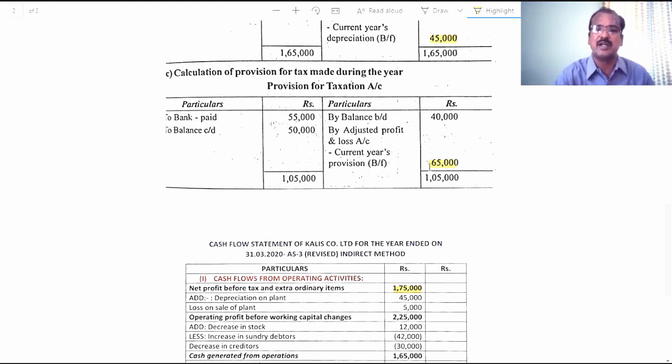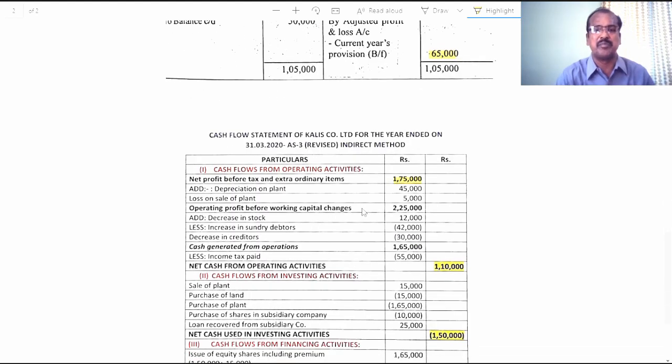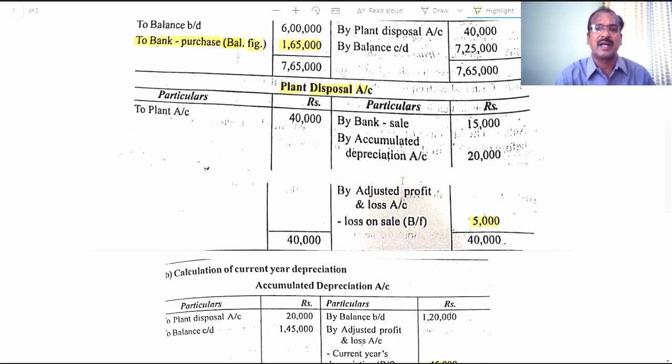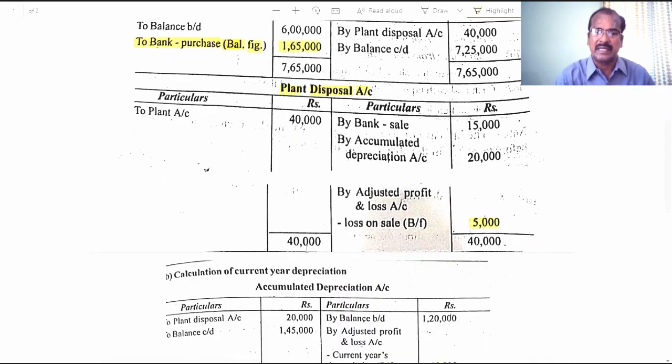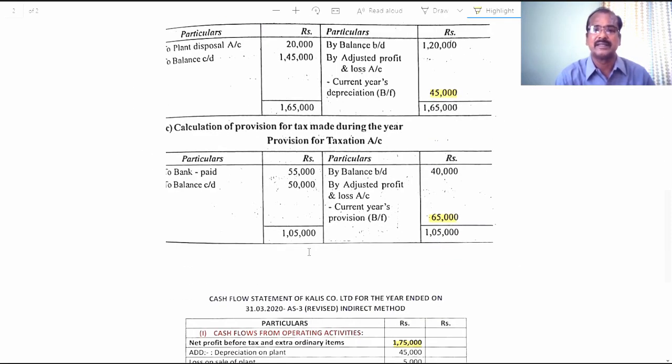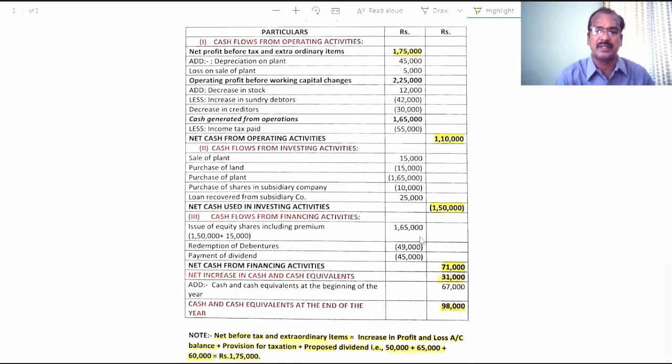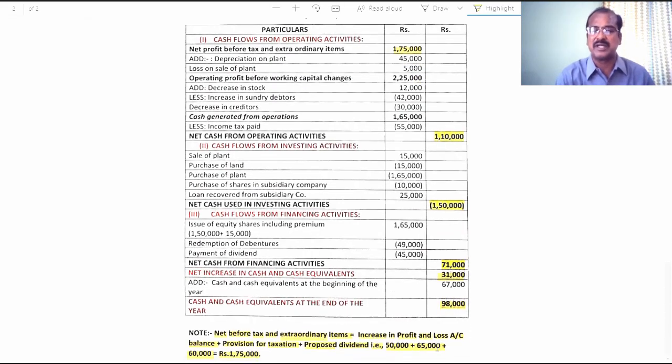Now let's straightaway move to the cash flow statement. What is this net profit before tax and extraordinary item, which is the first item written under cash flow from operating activities? It comes to 1,75,000. How could it have been calculated? Now please have a look at what I say. The current year profit given in the problem is 50,000. With that 50,000, what is to be done? The tax provided during the current year amounted to 65,000. Now look at it. 50,000 plus 65,000, which is the provision for taxation.